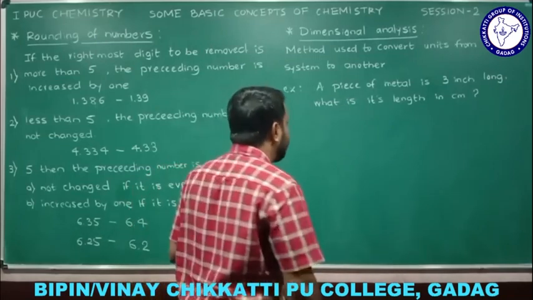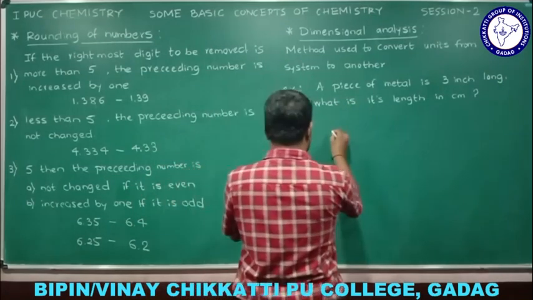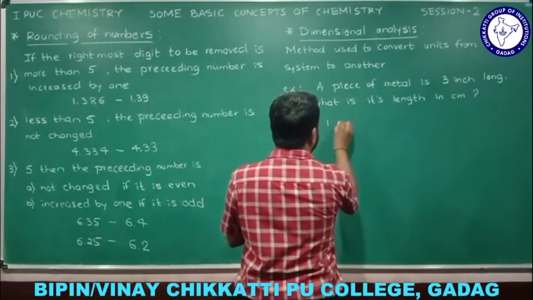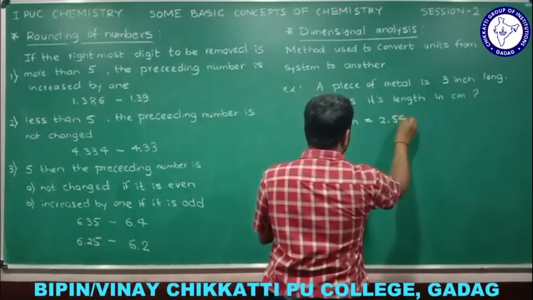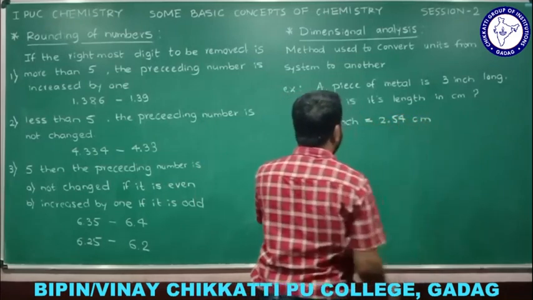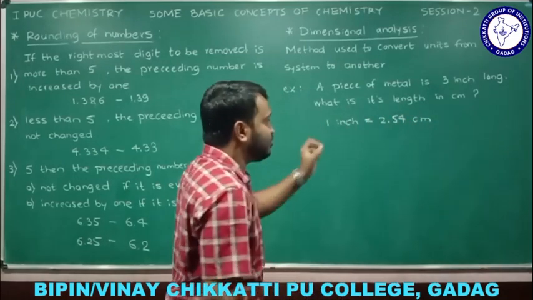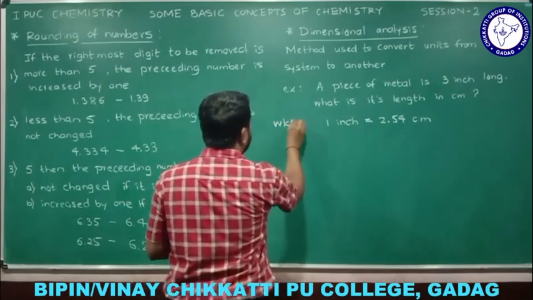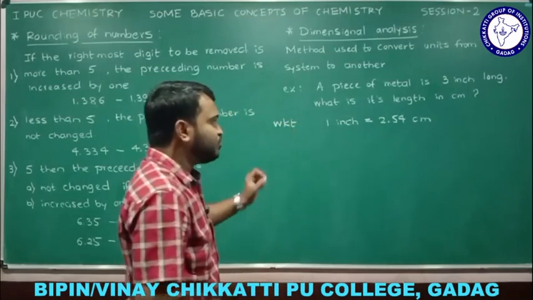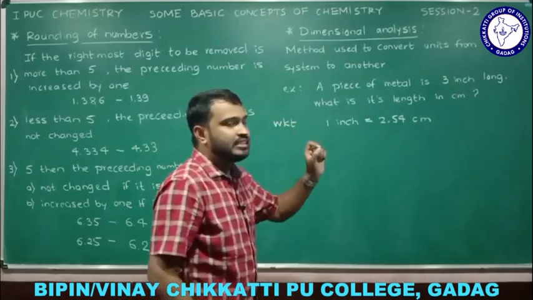So I am going to explain here. We know that 1 inch is equal to 2.54 centimeter. You need to know that 1 inch is equal to 2.54 centimeter. This we know. Okay, so we know that relation: 1 inch is equal to 2.54 centimeter.